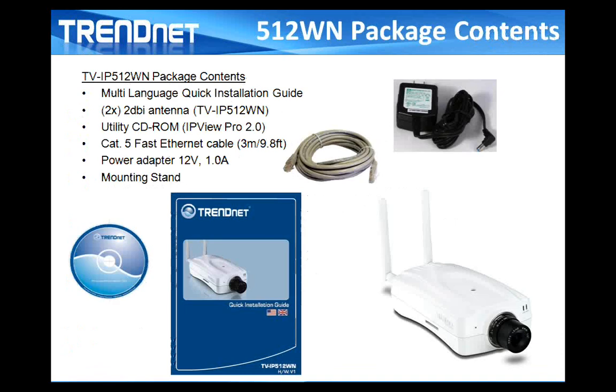Alright, so here's the TV IP 512WN package contents. So you get the multi-language quick installation guide. You're going to get your two decibel antennas. So this is for the TV IP 512 and WN specifically. These are for the wireless and MIMO connectivity. Now you get the range and performance of wireless on your camera. We're going to have the utility CD-ROM, which also has the user manual on it. We're going to have a Cat5 Ethernet cable, and we're going to have the power adapter, 12 volt, 1 amp, and of course the mounting stand that comes with the camera.